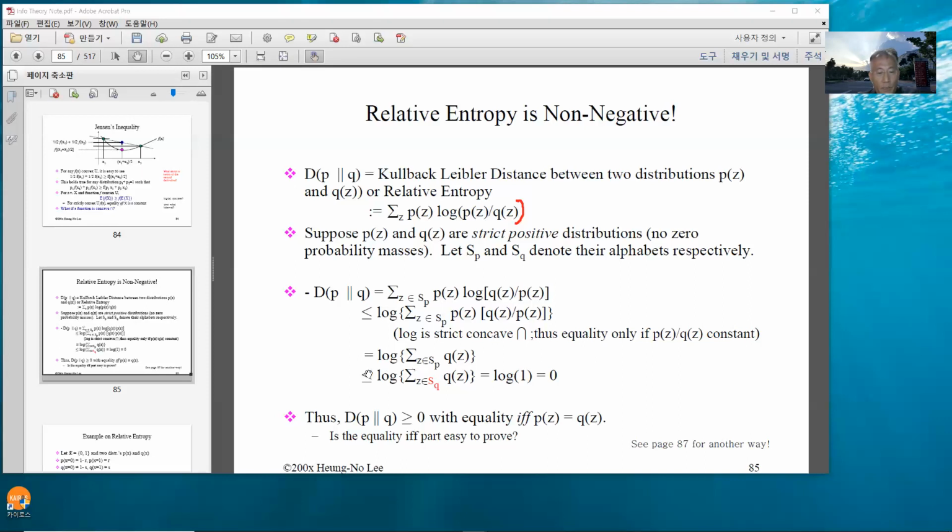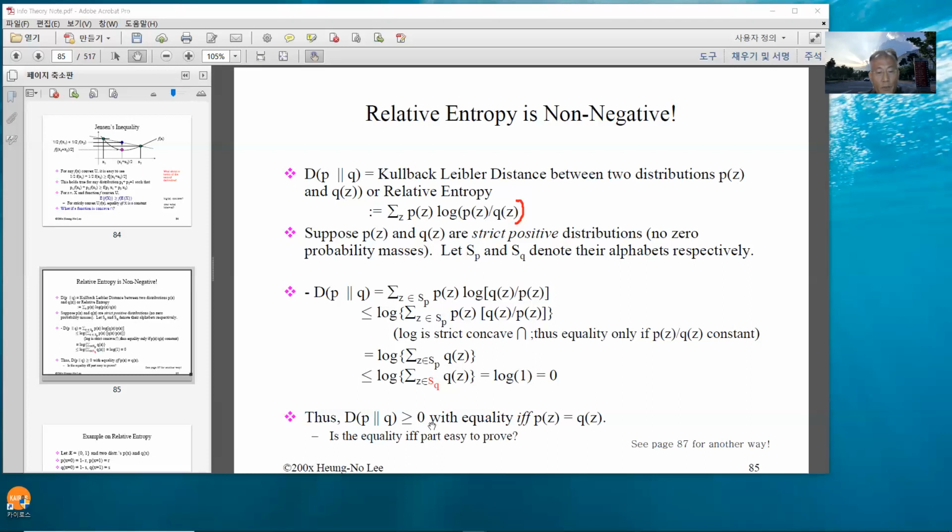And then this is going to be upper bounded by log of this now, which is over the whole alphabet, S_Q. So S_Q is the alphabet for the Q(Z). So this should be equal to 1. So this is 1. So log of 1 is 0. So negative relative entropy is upper bounded by 0. So relative entropy is lower bounded by 0. So the relative entropy between P and Q is greater than or equal to 0.